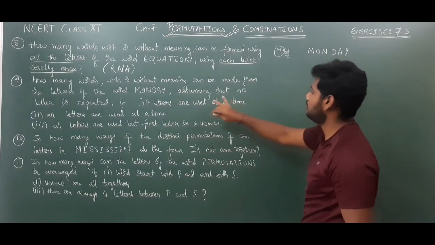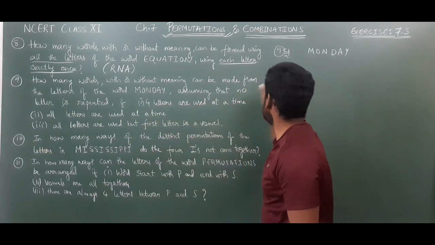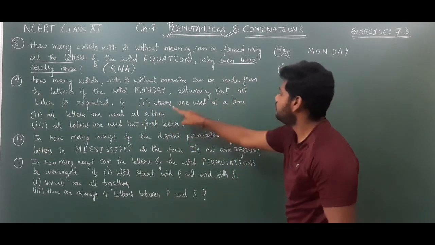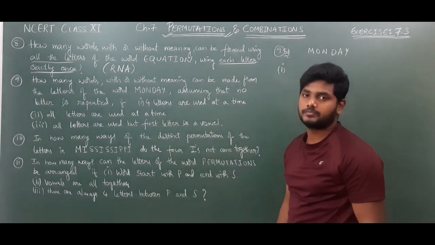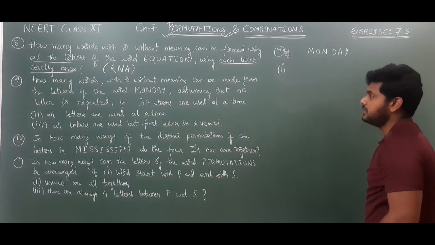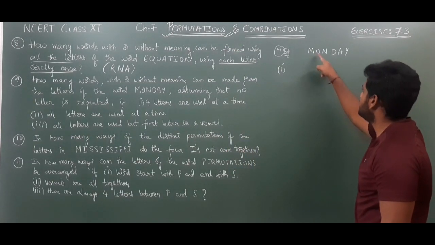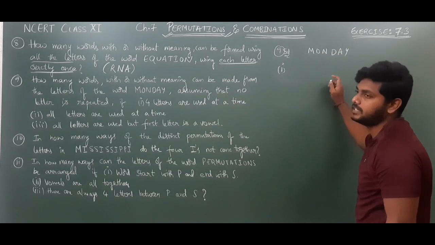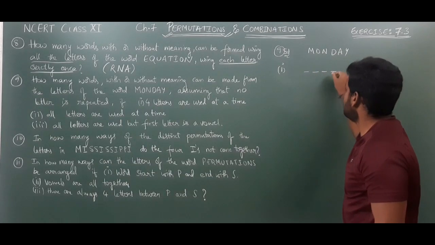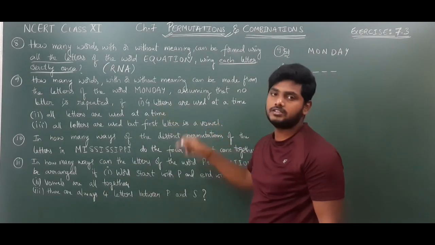Assuming that no letter is repeated. First question: 4 letters are used at a time. How many letters do we have? 1, 2, 3, 4, 5, 6 letters. Out of 6, how many do we need to use? 4 letters are used at a time.